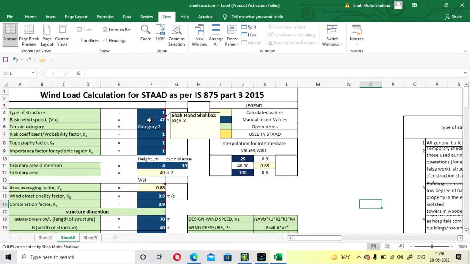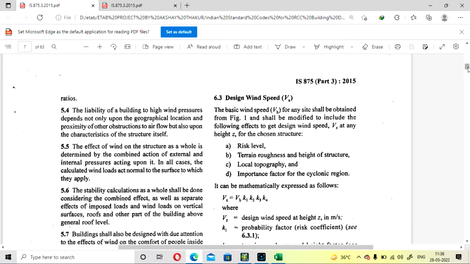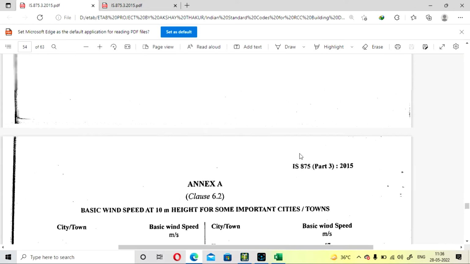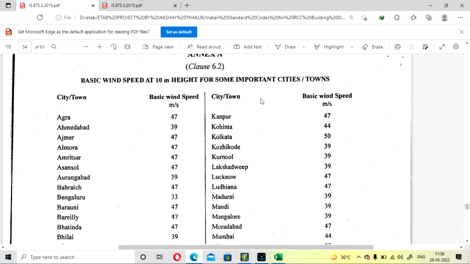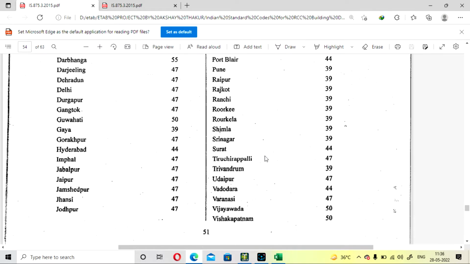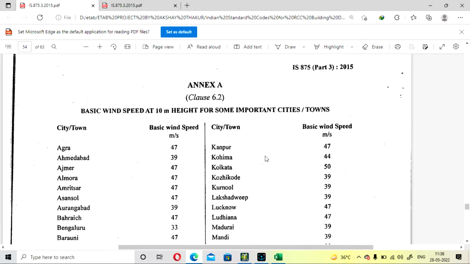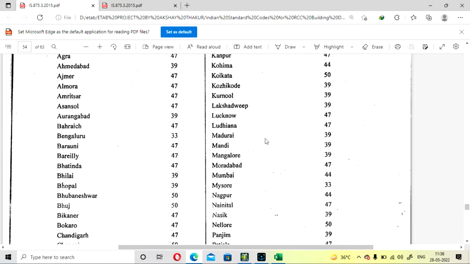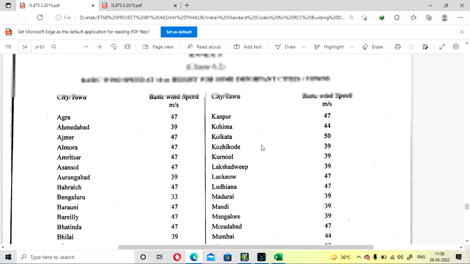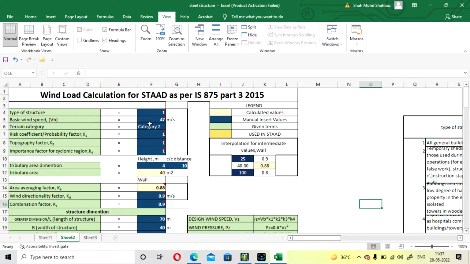Our basic wind speed is 47 meter per second. It is mentioned in the IS code at the last, on another clause 6.2. So from here you can get the basic wind speed of the main cities, and if your city is not present, you can follow a nearby city. Okay, so ours is Agra, it is 47. That will be okay. 47 meter per second.